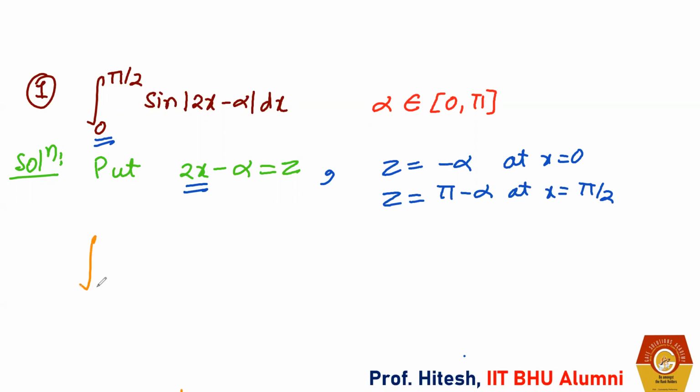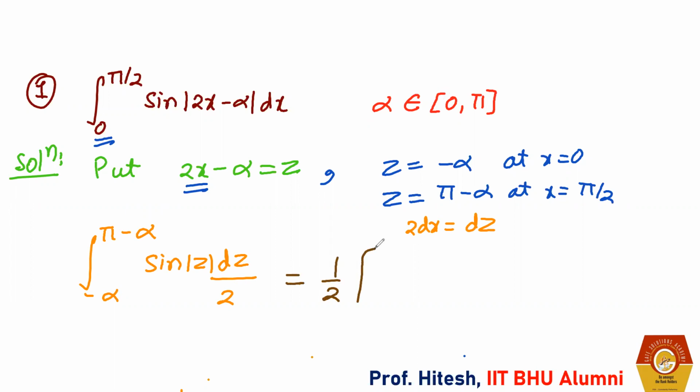So now the limit will be minus alpha to pi minus alpha, and this is sin mod z. Differentiating, 2dx is equal to dz, so dx will be dz upon 2. Now we can take 1 upon 2 out. This is the integral from minus alpha to pi minus alpha of sin mod z dz. Please write it down.